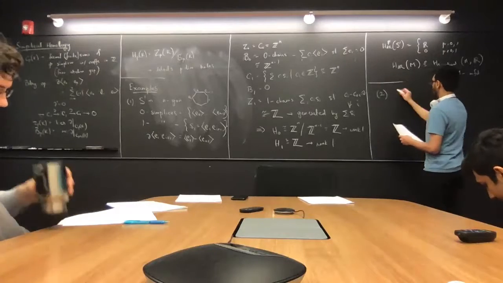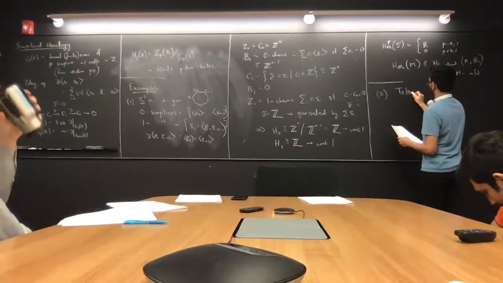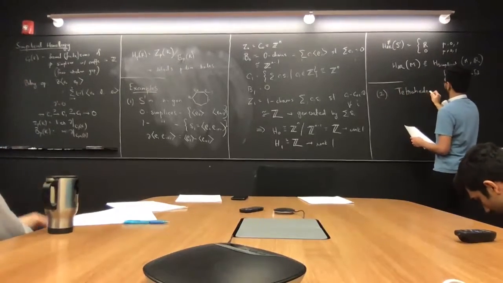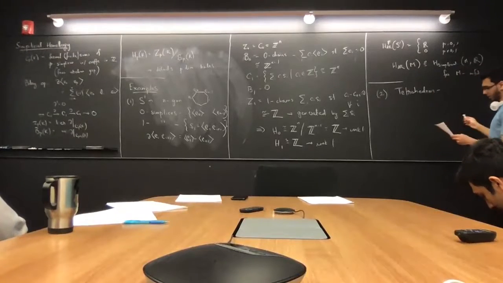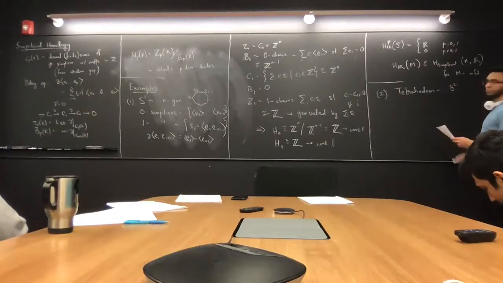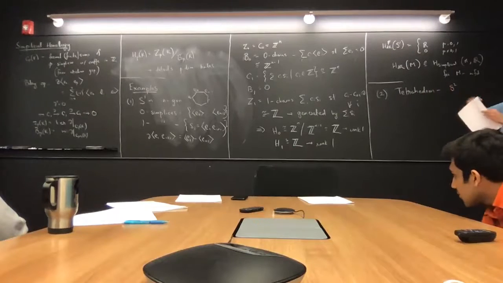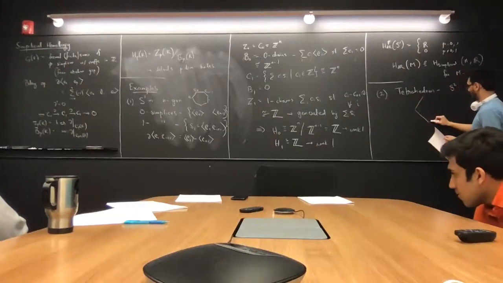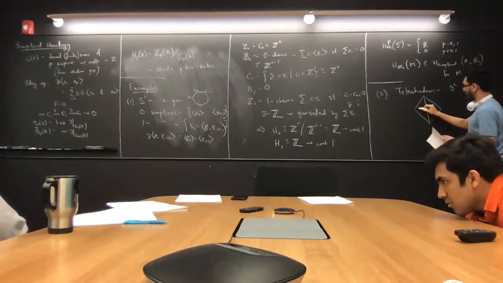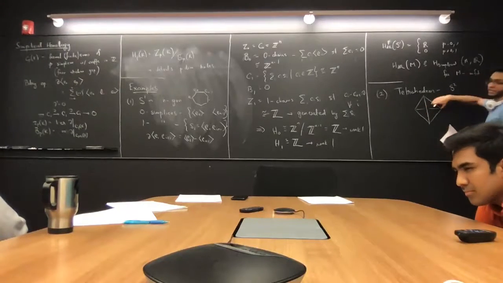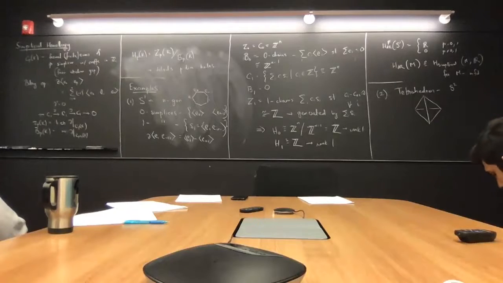Example 2, a tetrahedron, which can be taken as a triangulation of S2. So when I say tetrahedron, I mean the faces of the tetrahedron that don't include the interior, the union of all its faces and edges and vertices, but not the interior.